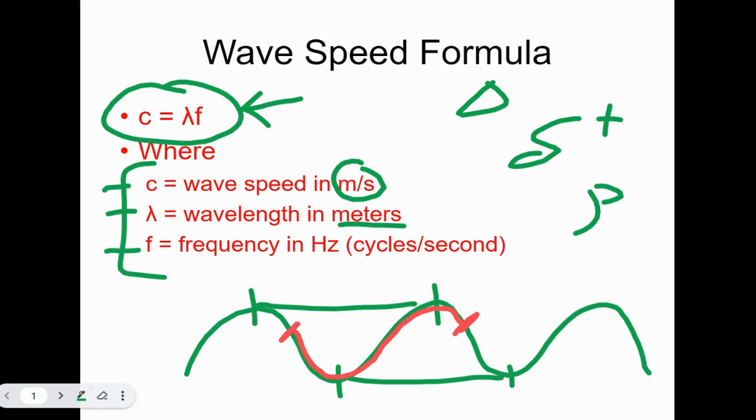The other variable in our equation is f, which stands for frequency. Remember, that's how often a cycle of a wave passes a certain point every second. And our units for that are going to be hertz, which really just means cycles per second, or we might write that as 1/seconds. Okay, so you have that down. Now let's talk about one more thing before we actually get on to practicing with some of these.